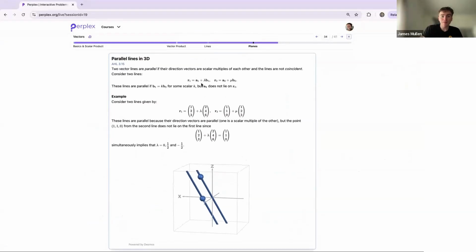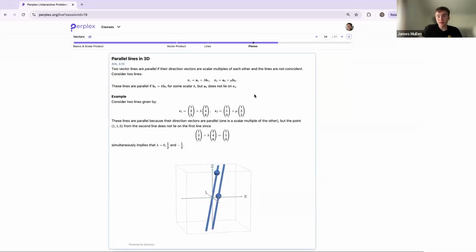Two lines are parallel if their direction vectors are scalar multiples of each other, and the lines are not coincident. So the direction vectors are parallel, but they also don't share a point. If they shared a point, they would be coincident, okay? And that's what makes lines parallel.